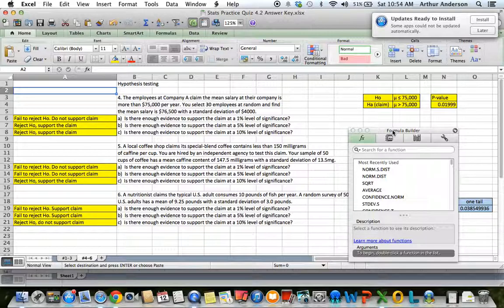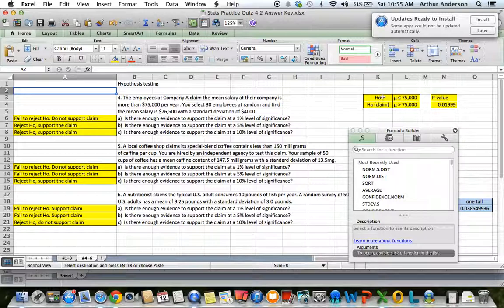For problem number 4, the employees at company A claim the mean salary at their company is more than $75,000 per year, and you select 30 employees at random and find the mean salary is $76,500 with a standard deviation of $4,000. Is there enough evidence to support this claim at a 1%, 5%, and 10% level of significance?